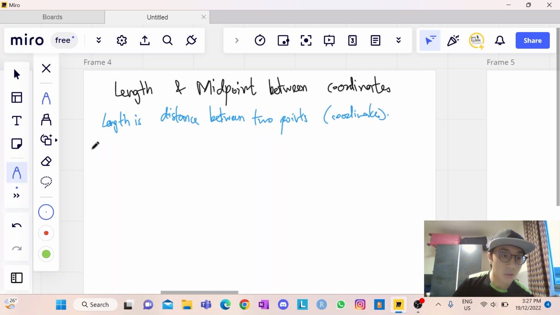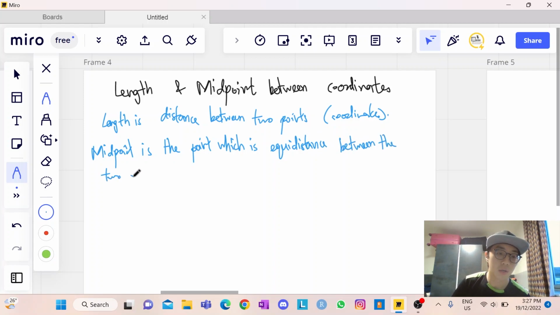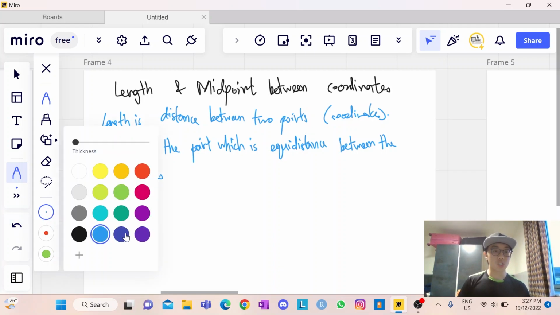Midpoint is the point which is equidistant between the two points. I'll explain more in a second, but first let's go on to length.